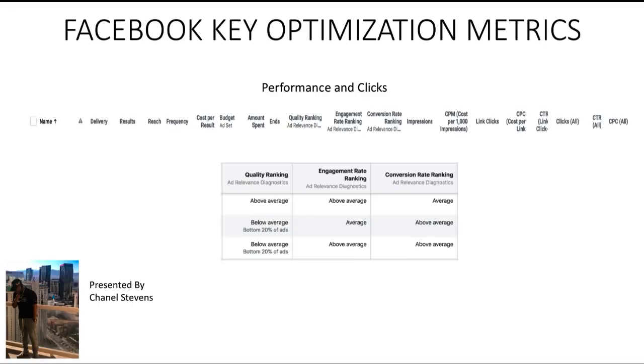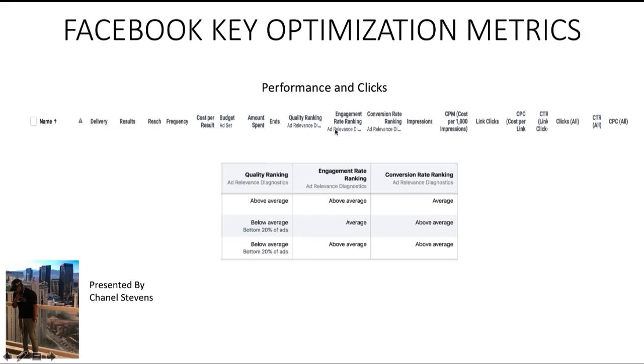All right, so now I want to break down the Facebook key optimization metrics. Now, in order to see these type of metrics, you want to select performance and clicks inside your ads manager once you start actually getting data. So you're going to be testing these different assets, getting all this different data, and you're going to be seeing things like delivery, which is going to show you if your ad's active or not. Then you'll see results, reach, frequency, which is just how frequent your ads are being shown to the same person, cost per result, budget for your asset, the amount spent so far. If you have a date set on when it's going to end, it'll show right here.